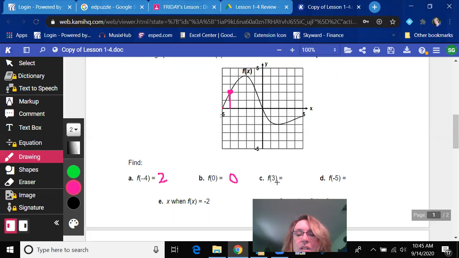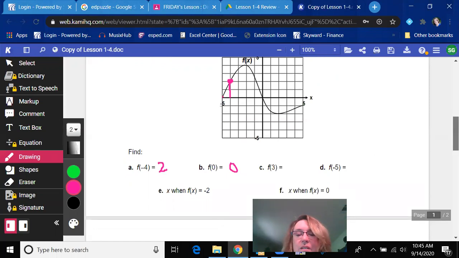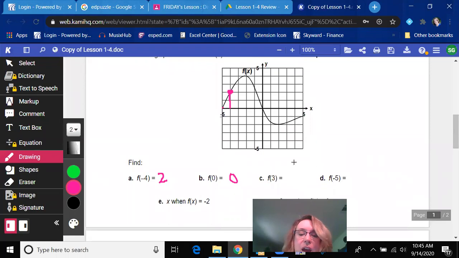Okay, let's find the 3. So you always have to ask, are they giving me the X or are they giving me the Y? So what is this one? The X. The X is 3. Now this one may be a little tricky. Here's the 3. And then I go to the curve. What's the Y value right there?